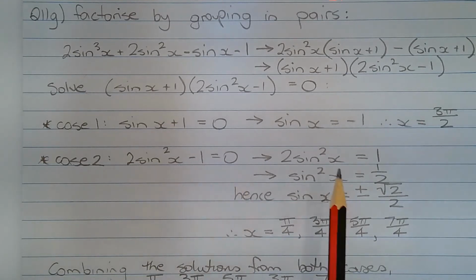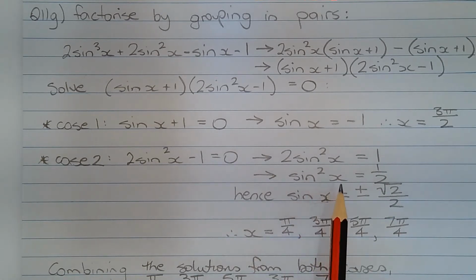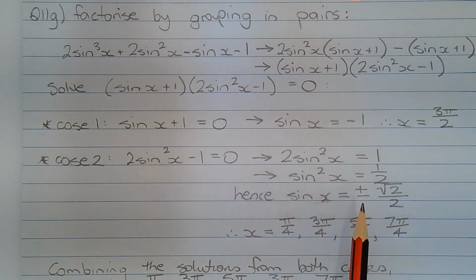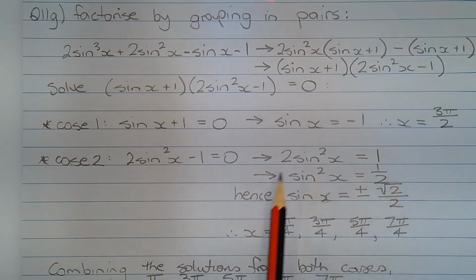Adding 1 to both sides, we get 2 sine squared x equals 1. And dividing both sides by 2, we get sine squared x equals half. And then taking the square root of both sides, we get sine x is equal to plus or minus the square root of 2 over 2, or plus or minus 1 over the square root of 2. So this means that there are going to be 4 angles. So we're going to have an angle in each quadrant.